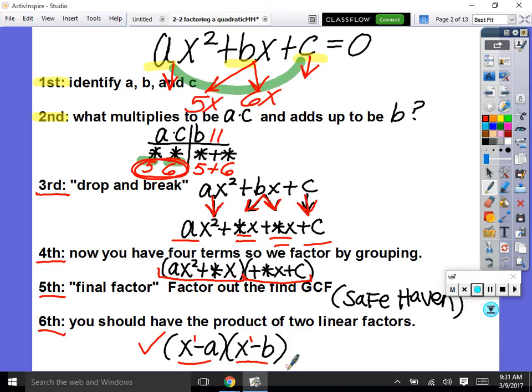A lot of steps. So here's the thing. This is a lot more steps involved than anything we've done this year, but once you do it many times, it's just the same thing every time.